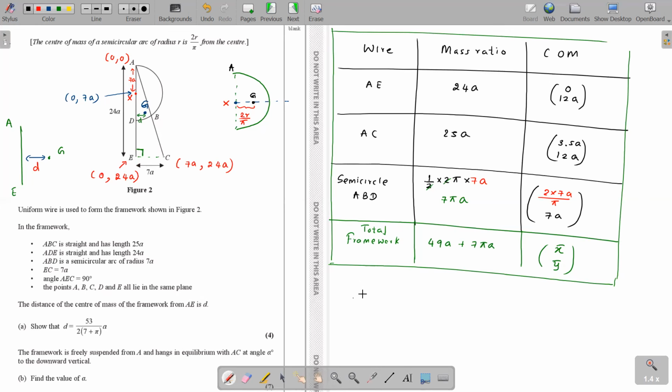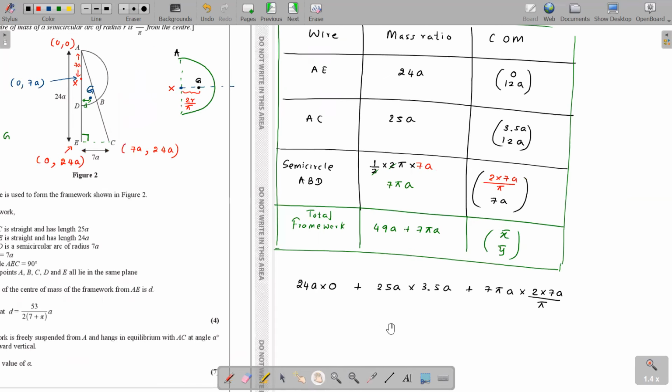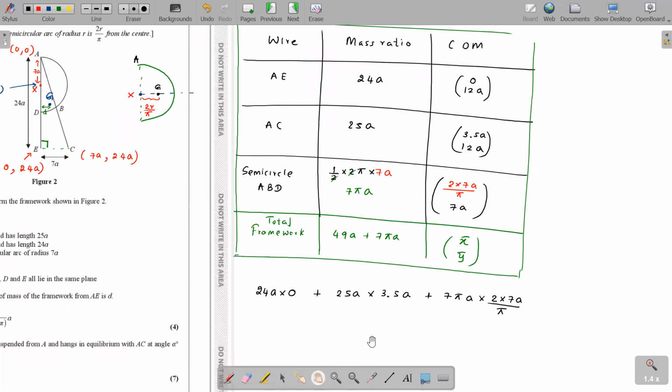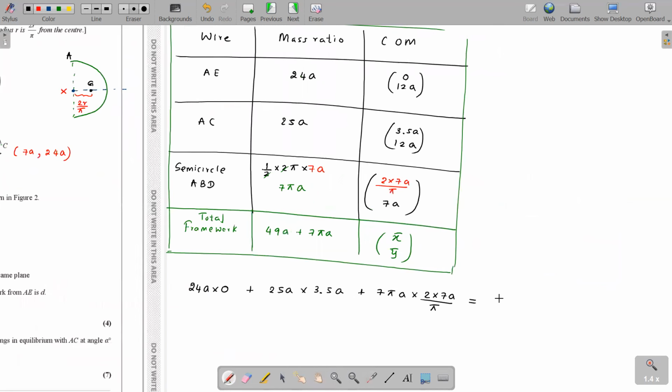Take only the X coordinates. So 24A multiplied by 0 plus 25A multiplied by 3.5A plus 7 pi A multiplied by 2 into 7A over pi is equal to 49A plus 7 pi A into X bar. Do you agree with me?